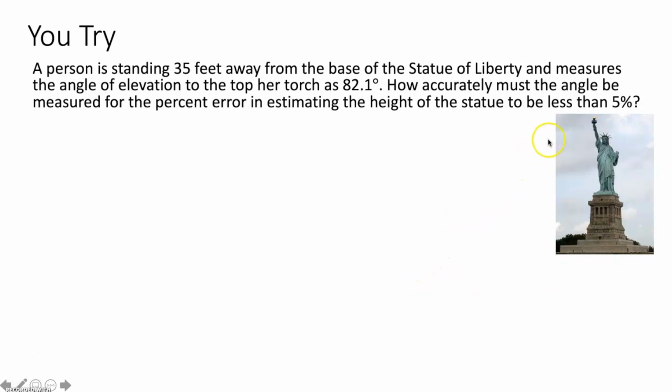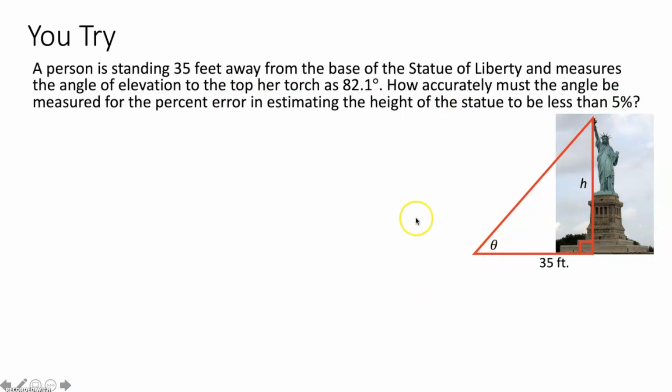The angle of elevation, though, we're trying to figure out how accurately must the angle be measured for the percent error in estimating the height to be less than 5%. Meaning that the height and the angle of elevation we know are going to have some measure of error in it. Therefore, we're going to label each of those with a variable. I know it says the angle is 82.1 degrees, but again, that is what the person measured it to be. We are trying to figure out how accurate that measure must be for the percent error in estimating the height to be less than 5%. That's why it gets a variable.